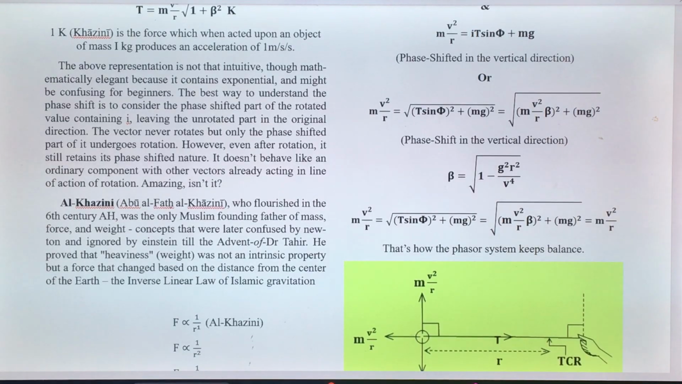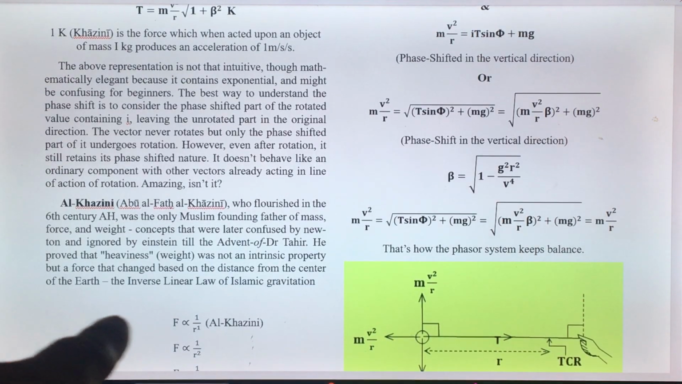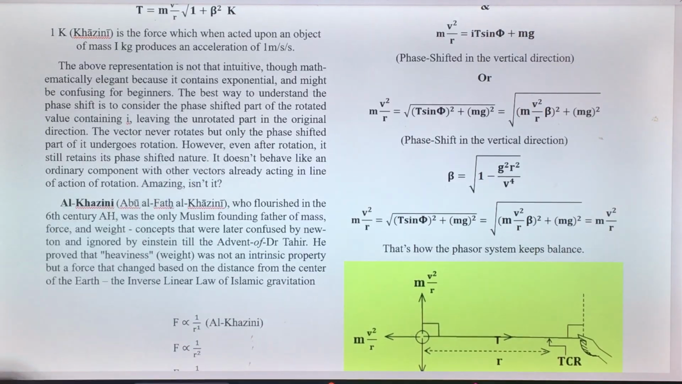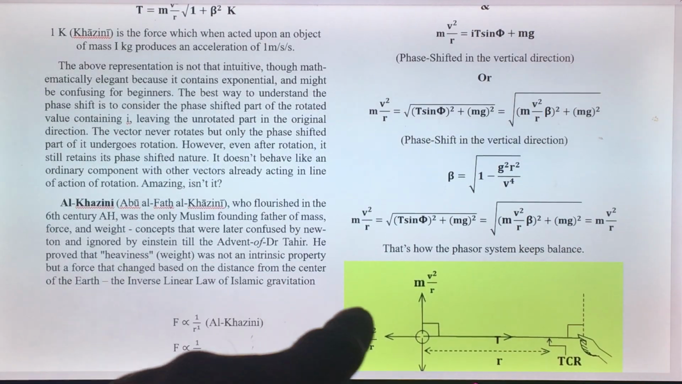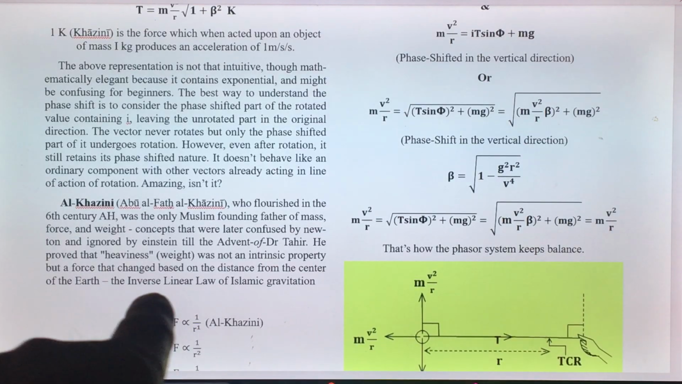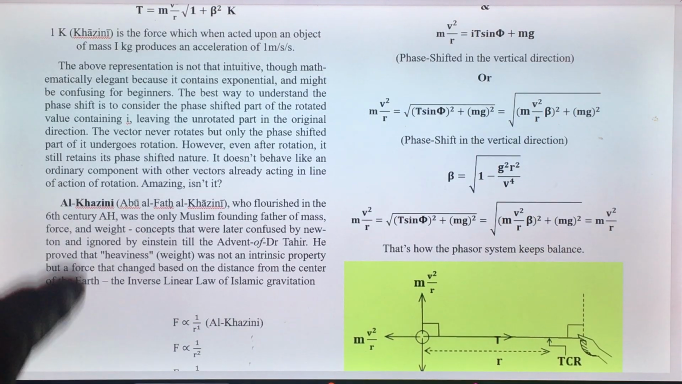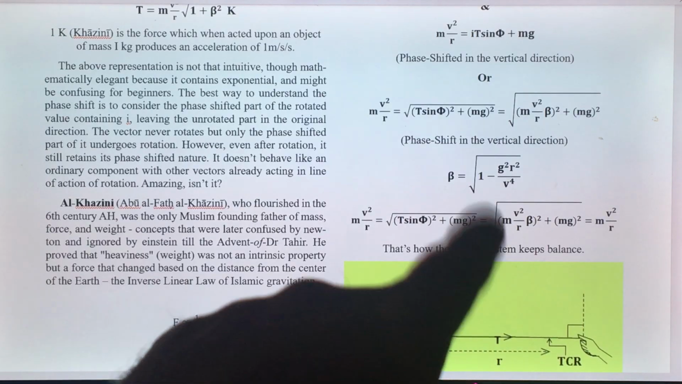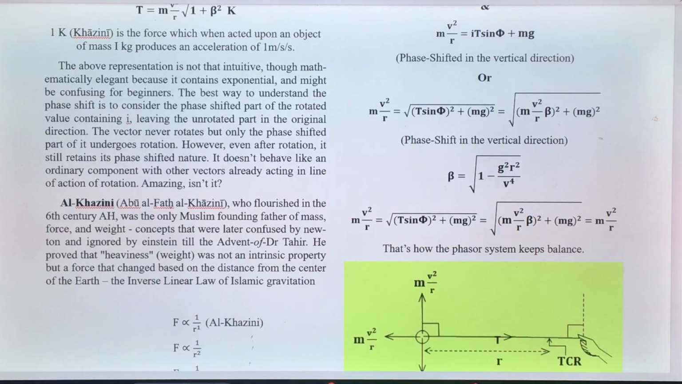So guys, this is very important. Look, that's how the phasor system keeps balance in the vertical direction. So when you insert the value of beta, the mg will automatically cancel, and the vertical mv square over r will be equal to the downward force, which is T sine phi whole square plus mg. Mg is acting downward. So that's how the phasor system keeps balance.